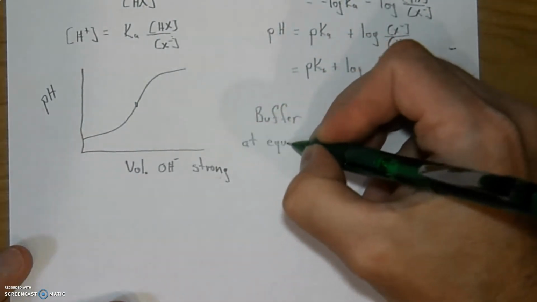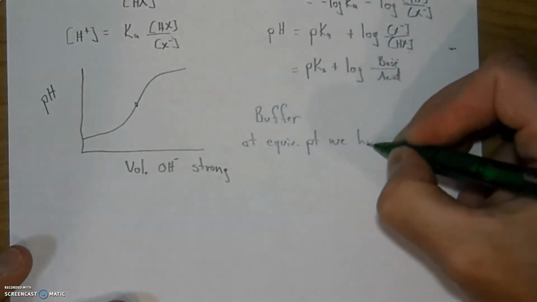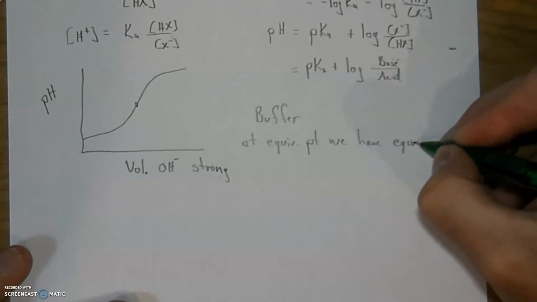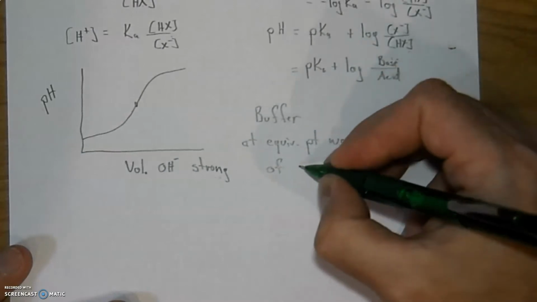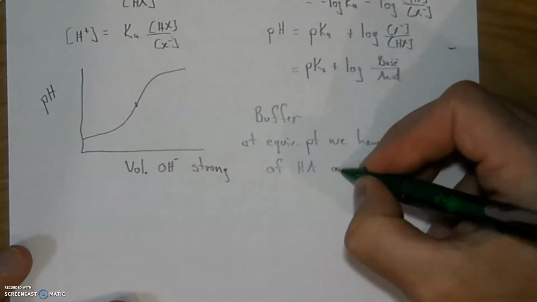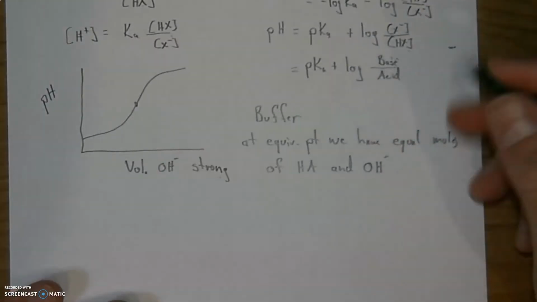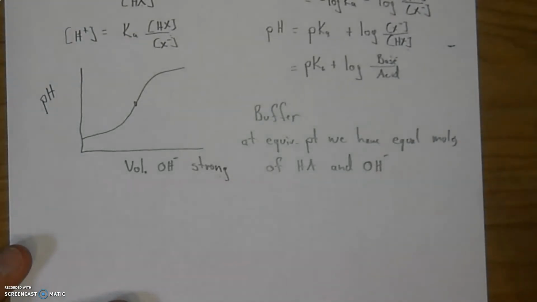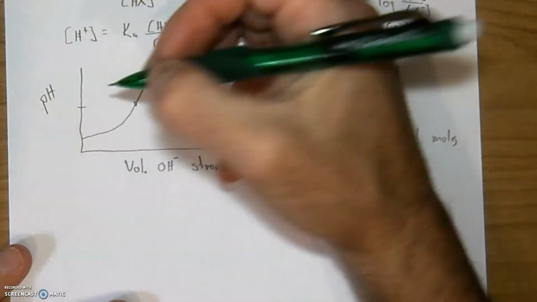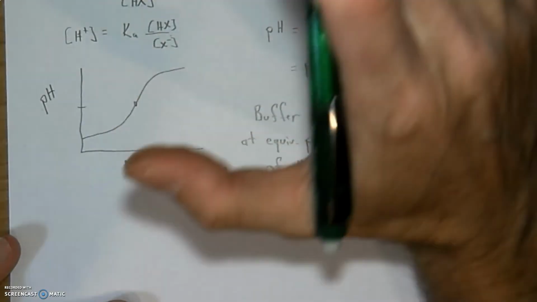At the equivalence point, we have equal moles of HA and OH. So therefore, they've neutralized. So you just have water and salt. So the pH is relatively neutral. You may say, oh, well, therefore it's going to be 7. Not exactly. We can talk more about that later. We're not going to do it exactly at this point.